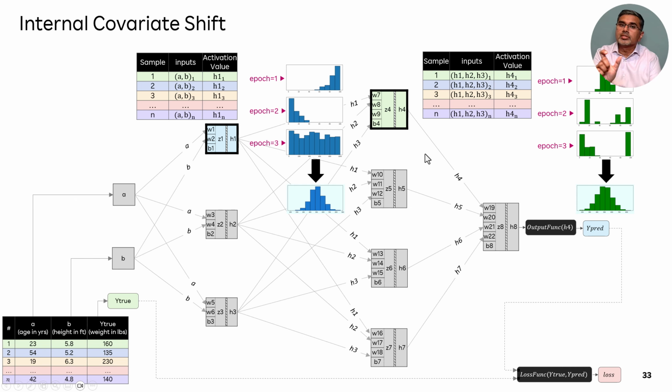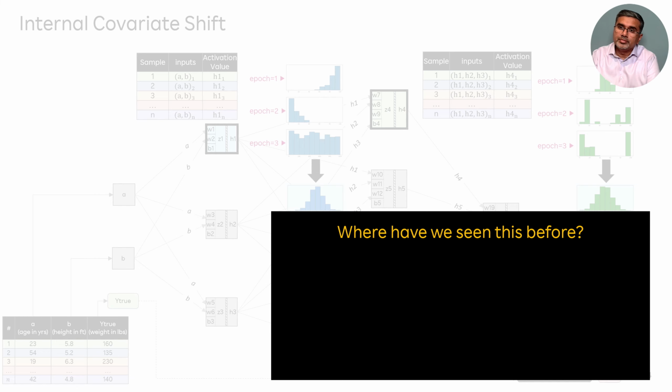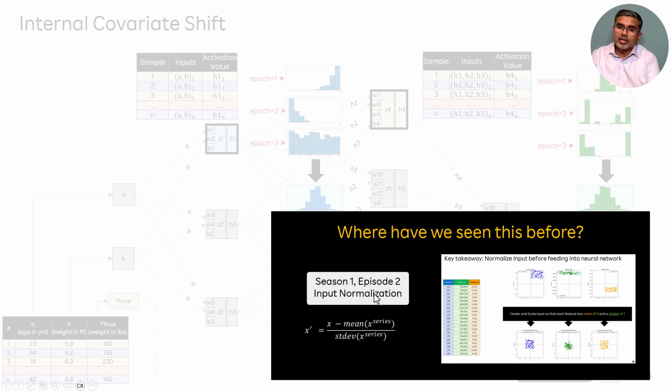That shift is minimized. By the way, as I said, this applies to every neuron. The same logic applies to every neuron. Now, where have we seen this before? We have seen this in episode 2 of season 1, where I talked about input normalization. Remember, when the input is on different scales, for example, here I showed in episode 2 of season 1, you should go back and look at that. I did a full session on input normalization.